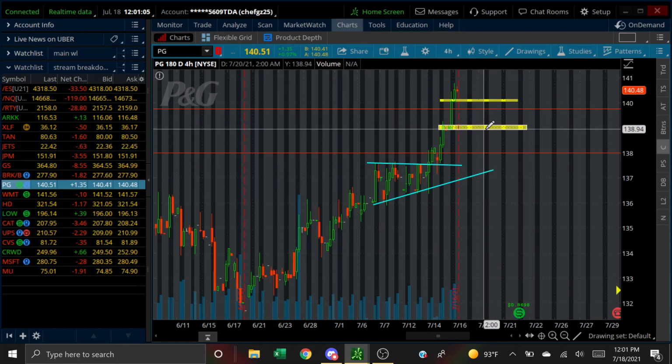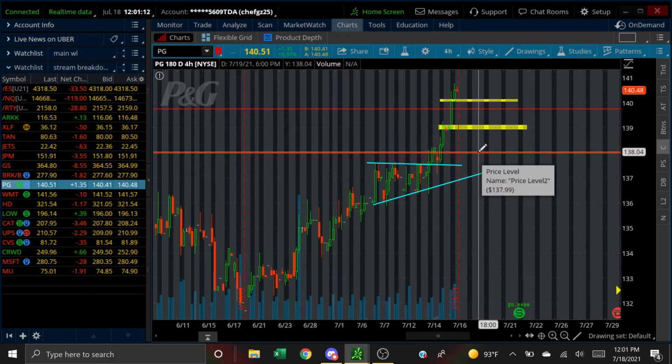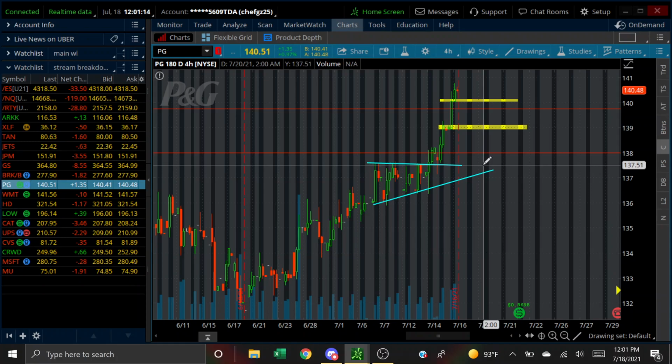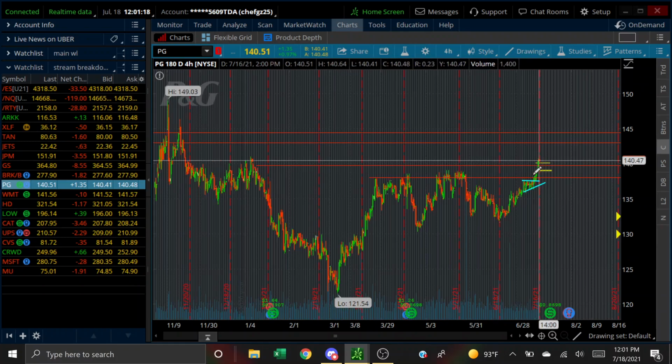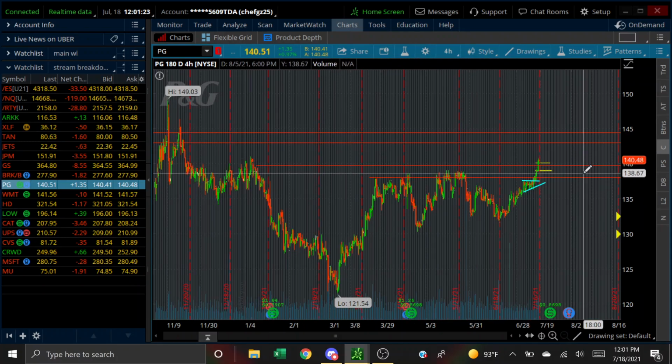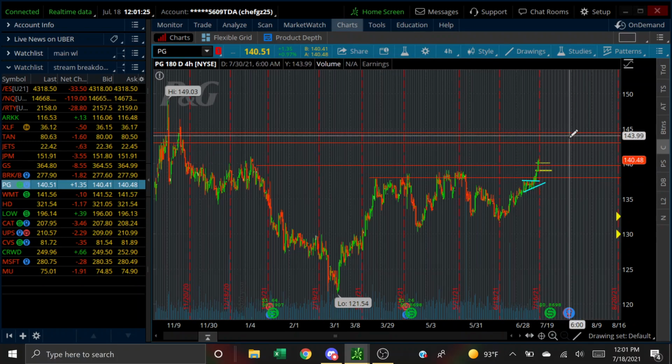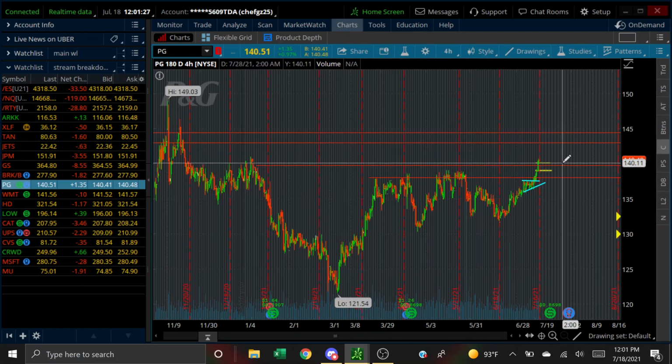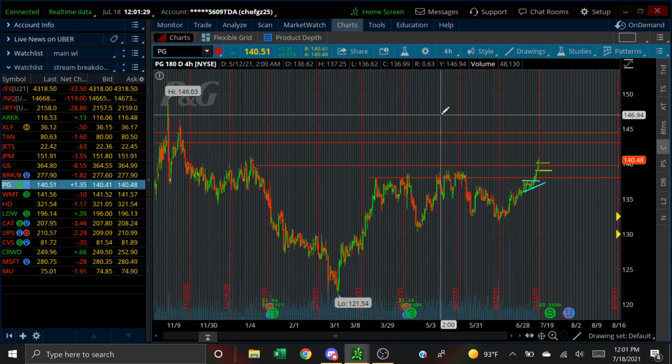Otherwise, I'm looking for a pullback down here to this 139. But below 139, definitely to the 138 and to the retest, this 137.50, you can play it for the bearish side. So that's the reason why I'm bullish on PG, just because we broke over all this resistance. All it needs to do is just hold, and it definitely has room to continue to the top side, even with the bearish market. So that's why I chose PG.